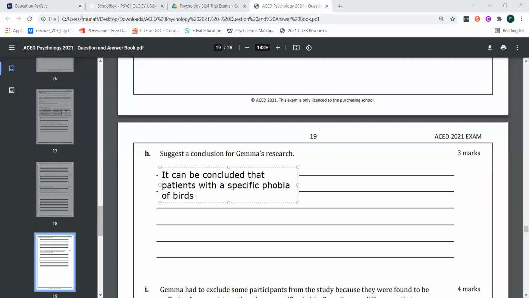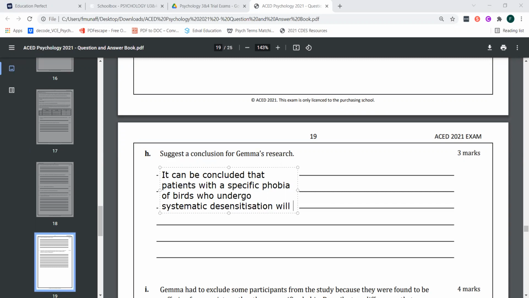So remember, guys, there are 3 main interventions, or 2 main interventions, we would say. We're comparing systematic desensitization with benzodiazepines and placebo. That's why it's listed in that order. So we can say it can be concluded that patients with a specific phobia of birds who undergo systematic desensitization will, and then we think about, okay, what kind of effect did we see?